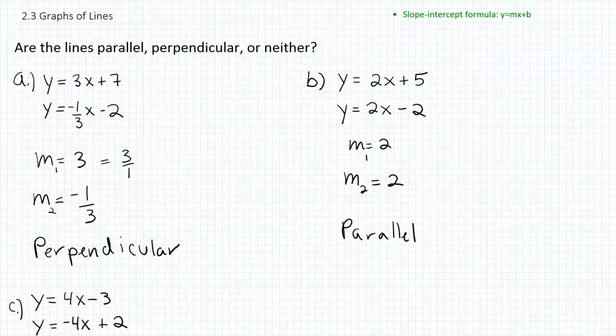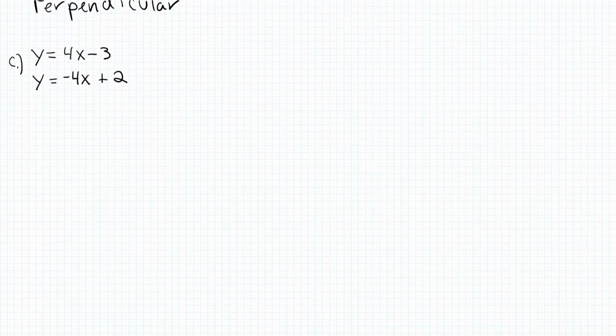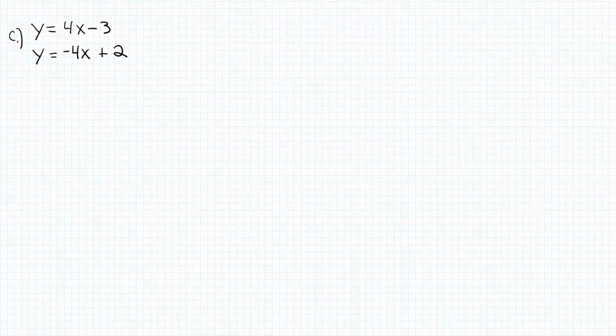Okay, let's look at the last one, example C then. Again, we see the equations are in y equals mx plus b form. That means we can see what the slope is right away for both lines. So we have the slope for the first line being equal to 4, and we have the slope for the second line being equal to negative 4. They're not the same, so the two lines are not parallel.